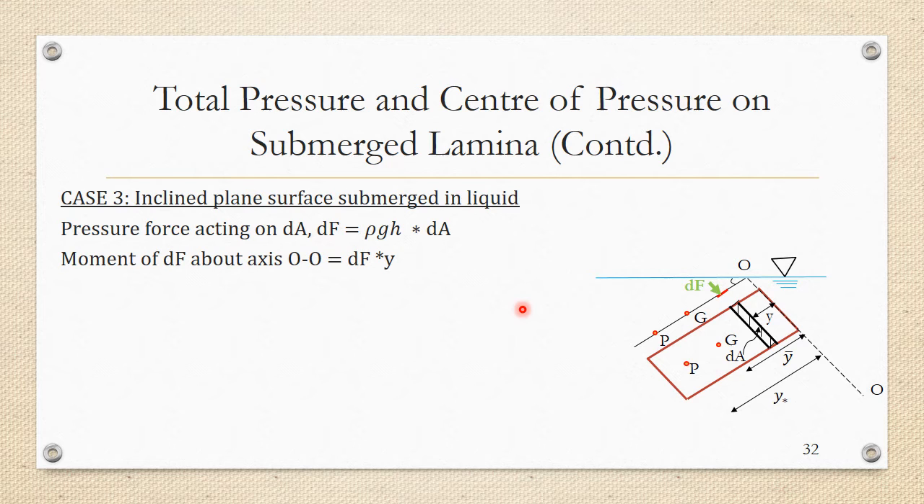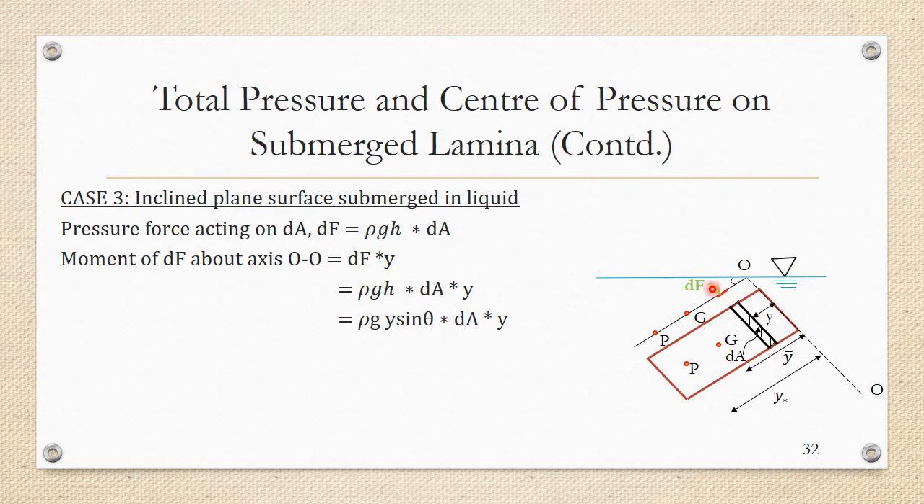h is equal to y sine theta. Now I'm going to take the moment of this small force dF about the OO axis. This is the OO axis. I'm going to take the moment of dF about the OO axis. The perpendicular distance of dF from the OO axis is y, and so the moment of dF about the OO axis is going to be dF into y. So I will get rho gh into dA into y, but h is y sine theta. I've substituted h is y sine theta over here. So I'll get rho g y sine theta into dA into y.